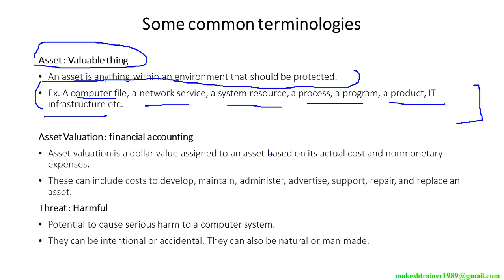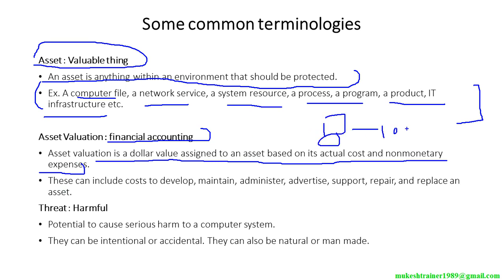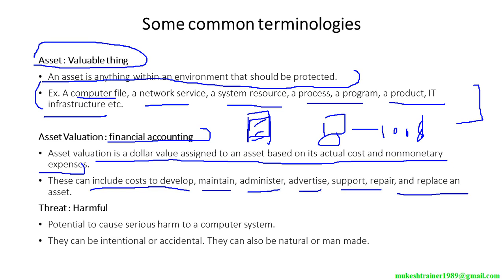So valuable things. And asset valuation is equal to financial accounting. Asset valuation is a dollar value assigned to an asset based on its actual cost. So if a system will cost you $1,000 and you have 30 systems, it is 30 multiplied by $1,000. A file, a data, will cost you what? Data is important, and the value of data you actually can't calculate, but for the infrastructure and product you can. So these can include the cost to develop, maintain, administer, advertise, support, repair and replace an asset.